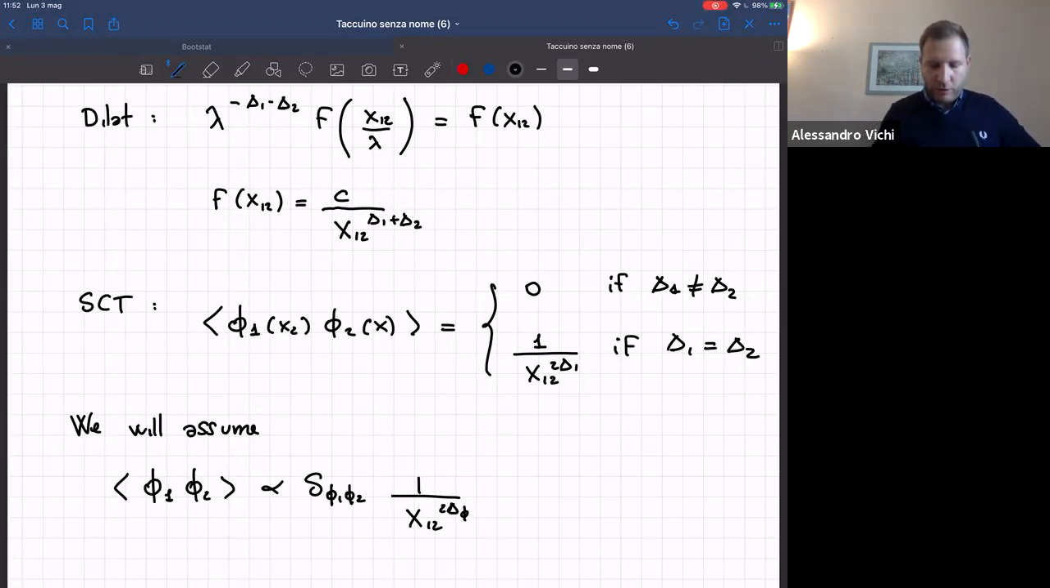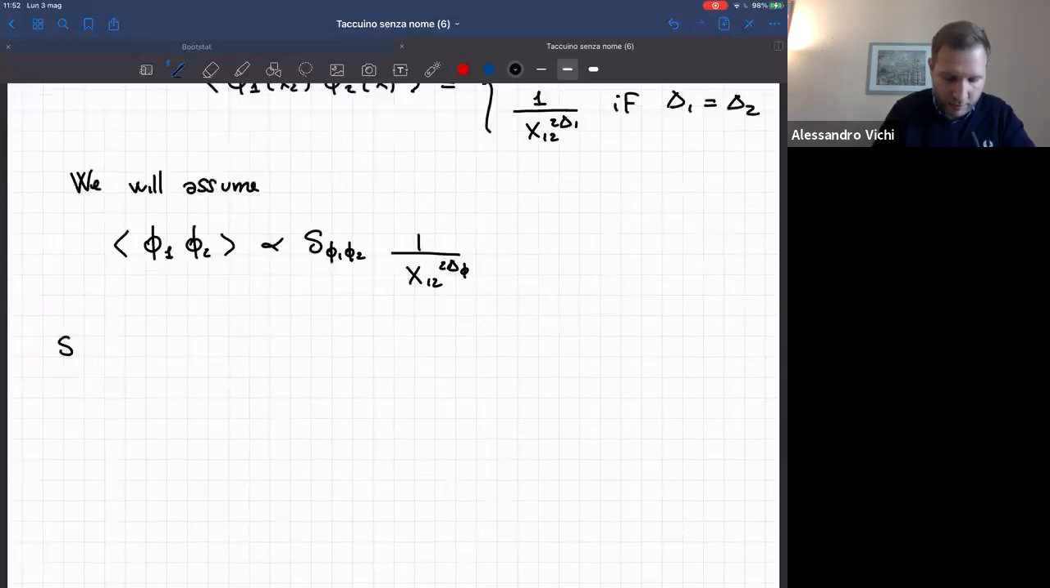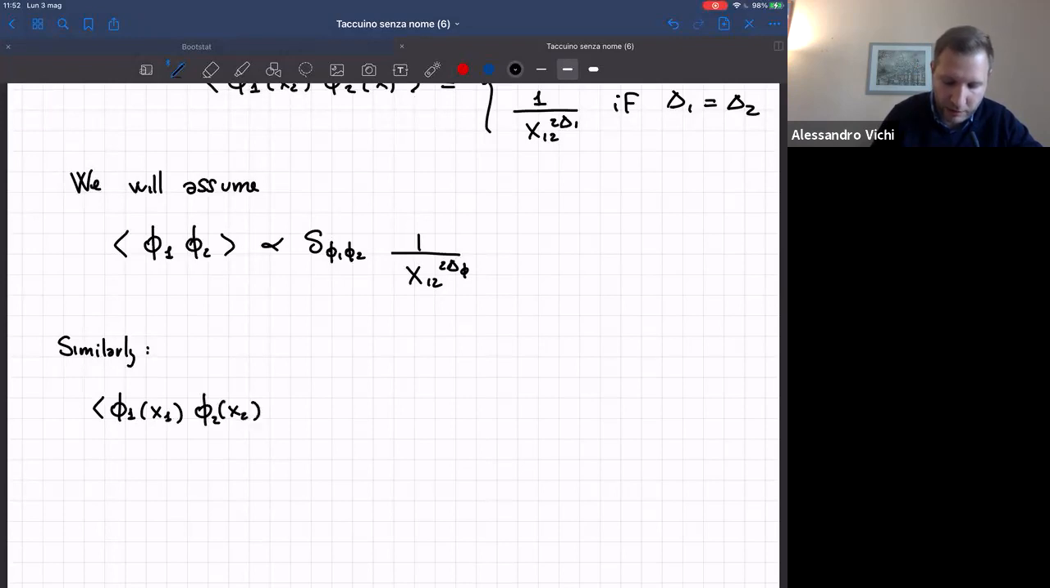So in conclusion, we obtain a very simple form of the correlation function of two scalars. And similarly, you can show that the correlation function of three scalars is also fixed, but this time the overall prefactor cannot be absorbed in the normalization of the operators, because you already rescaled them in order to fix the two-point function.